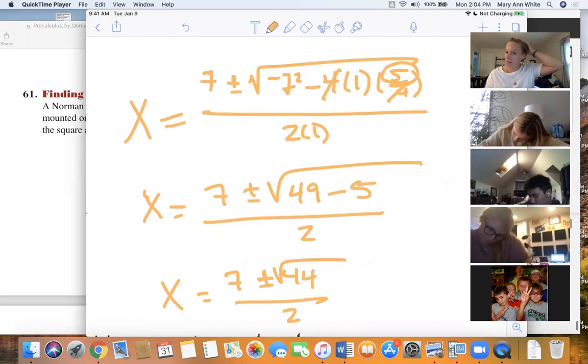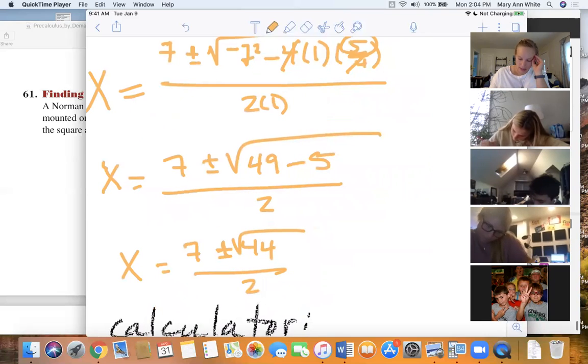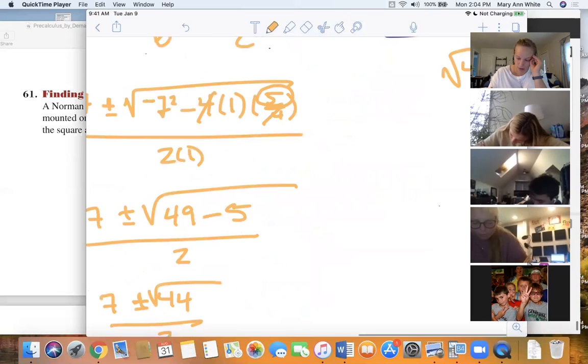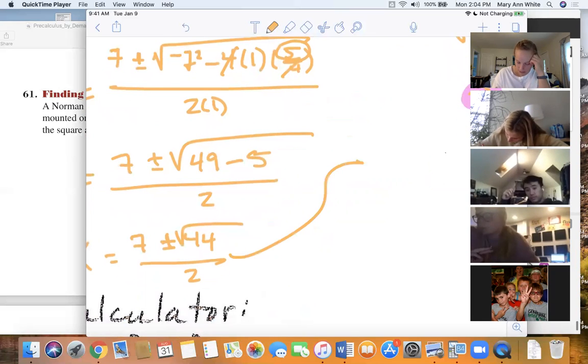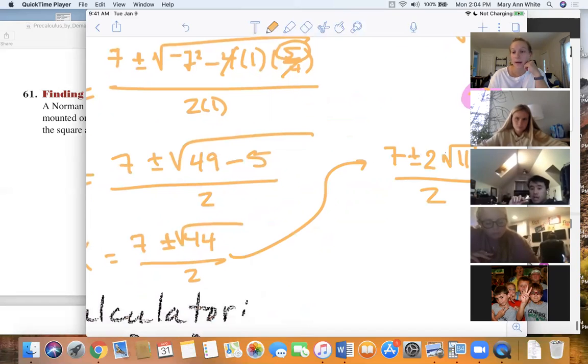And before I say I'm done, let's check and see if root 44 simplifies. Oh, this one does. It's 4 and 11, and 4 becomes 2 and 2. So I have a common factor of 2, and then 11 stays on the inside. So I've got 7 plus or minus 2 root 11 over 2. Am I done, or do I need to keep going?